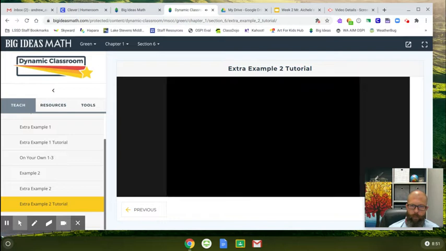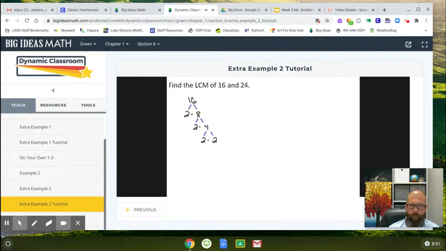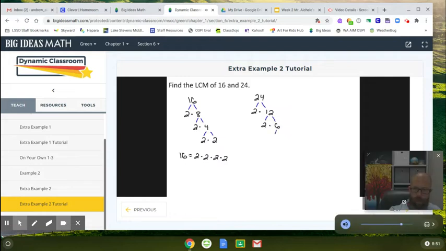24 factors into 2 times 12. Then 12 factors into 2 times 6. And 6 factors into 2 times 3. So the prime factorization of 24 is 2 times 2 times 2 times 3.